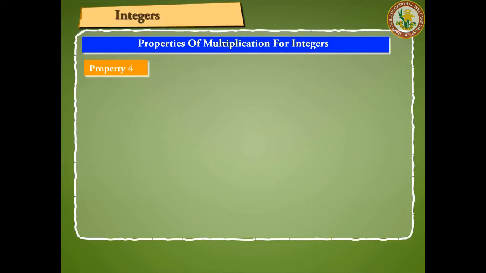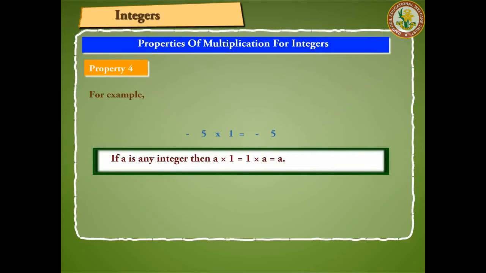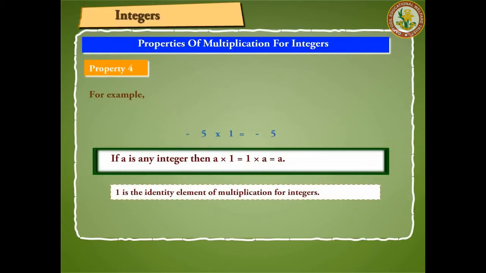Property 4. Let us examine the product of two integers, one of which is 1. For example, -5 × 1 = -5. Thus we find that the product of any integer and 1 is always that integer. Hence, if a is any integer, then a × 1 = 1 × a = a. 1 is the identity element of multiplication for integers.